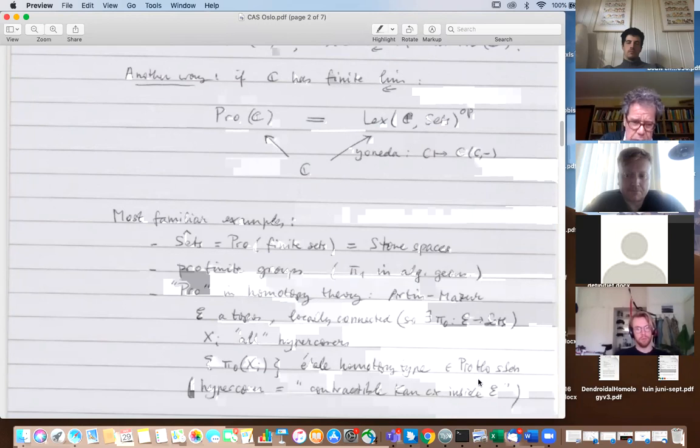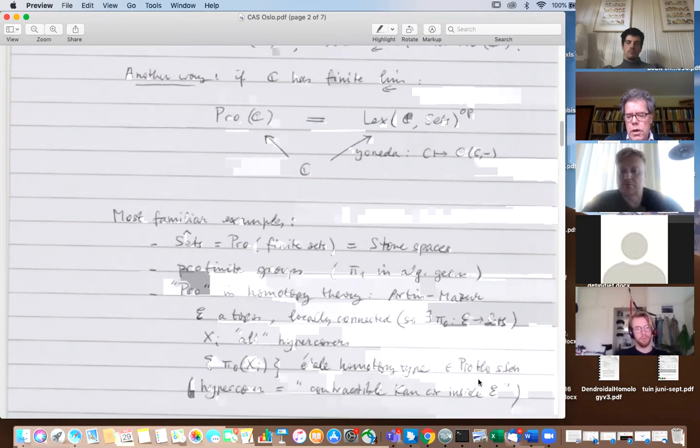And then you have to notice that two hypercovers can be refined, but this refinement is only really well defined, or even unique, up to homotopy. So you get something in pro of ho of simplicial sets, the pro category of the homotopy category of simplicial sets. Okay, that's just meant as an example.